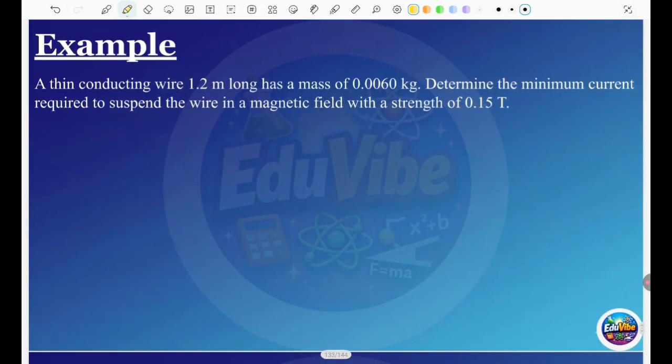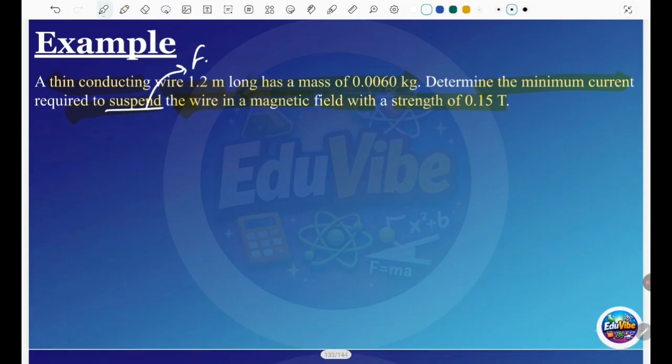So we have an example. We have one thin conducting wire 1.2 meters long, with a mass of 0.0060 kg. We need to find the minimum current required to suspend the wire in a magnetic field with a strength of 0.15 Tesla. Here is one word, suspend. If the wire is suspended, this means our net force is equal to 0. There is a magnetic force and there is gravity, so we have both things simultaneously.